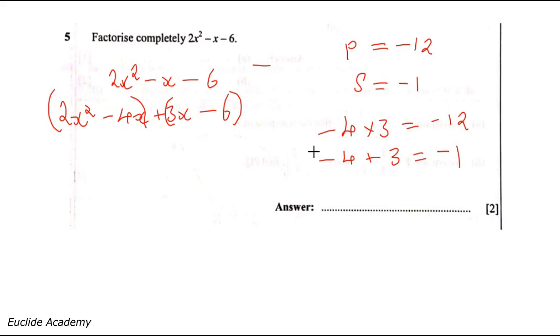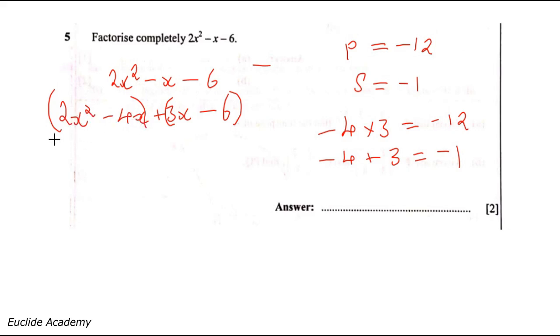So we're going to restructure the number in the middle. Instead of just writing negative x, we're going to write negative 4x plus 3x, which is basically the same thing. So we've got negative 4x here plus 3x, and then minus 6. And then when we have 4 terms in this expression, we are going to group these terms as 2 terms per group. Then we're going to factorize each group.